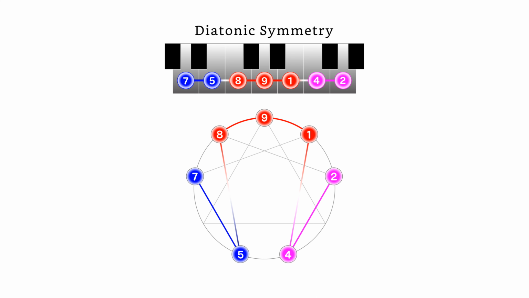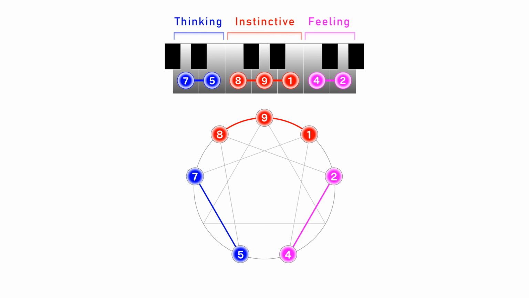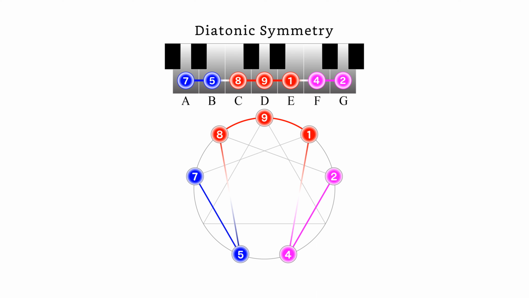As we can see, there is no black key between point 5 and point 8, separating the thinking center and the instinctive center, and between point 1 and point 4, separating the instinctive center and the feeling center. In this diatonic symmetry, the center of the whole structure is point 9. Point 9 represents the center, or neutrality, of the whole structure.